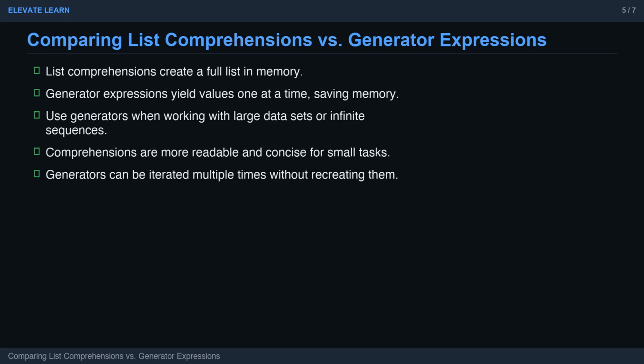Let's run our code. Welcome to our tutorial on list comprehensions versus generator expressions in Python. So, what's the difference? List comprehensions generate an entire list at once, which is great for small datasets but can hog memory. Generator expressions, however, are like a stream of values. They generate one item at a time as you need it, making them perfect for handling large datasets or even infinite sequences without running out of memory. For quick tasks, comprehensions offer clean and concise code. But remember, a generator can only be consumed once, unlike a list. Let's dive deeper into these powerful Python features to make your coding life easier.